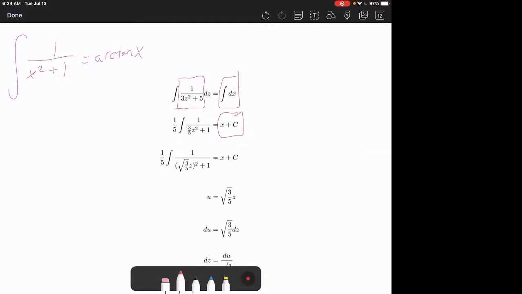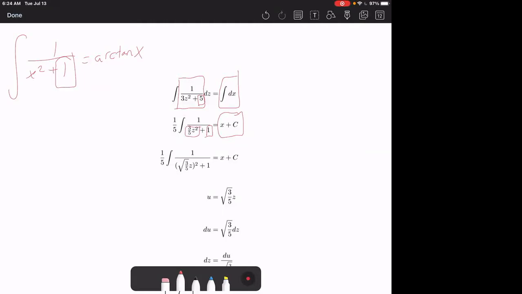So that's what we're going to try to build towards. The first step is to make this 5 look like a 1, because the original equation has a 1 in it. So we need to factor out 1 over 5, and the 5 starts to look like what it needs to look like. But this 3z squared is now 3 over 5 z squared.